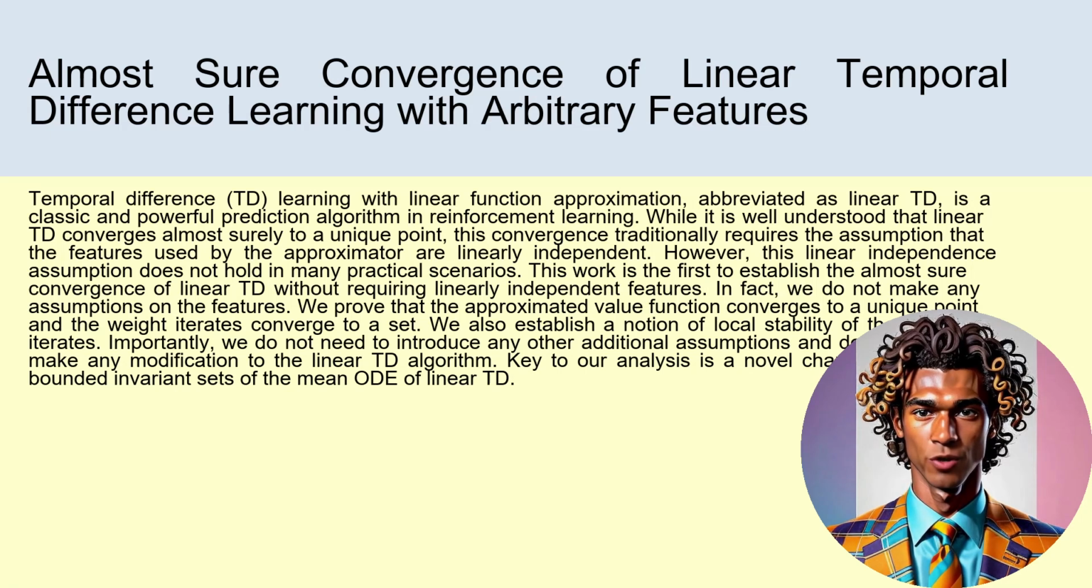This research shows that TD can still work perfectly even if the features aren't independent. They prove that the robot's estimate of how good each action is will converge to a single, correct value even without the independence assumption. This is huge news for the field of reinforcement learning. It means that we can use TD in more complex, real-world situations without having to worry about this restriction.